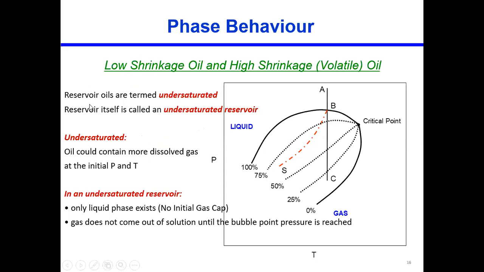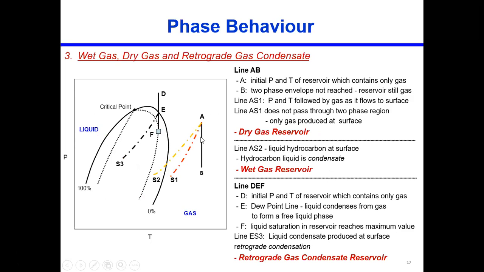Okay. So as I said, the reservoir oils are termed undersaturated when we have only a single phase. So when the reservoir is above this bubble point, it is undersaturated, meaning we are dealing with a single phase, which is the oil. But in the saturated situation, there are always two phases, which are gas and oil. As it is also written here, in an undersaturated reservoir, only the liquid phase exists. No gas cap, no gas. Gas does not come out of solution until the bubble point is reached. So this is called the undersaturated condition, as we discussed. But in the saturated one, we have two phases.